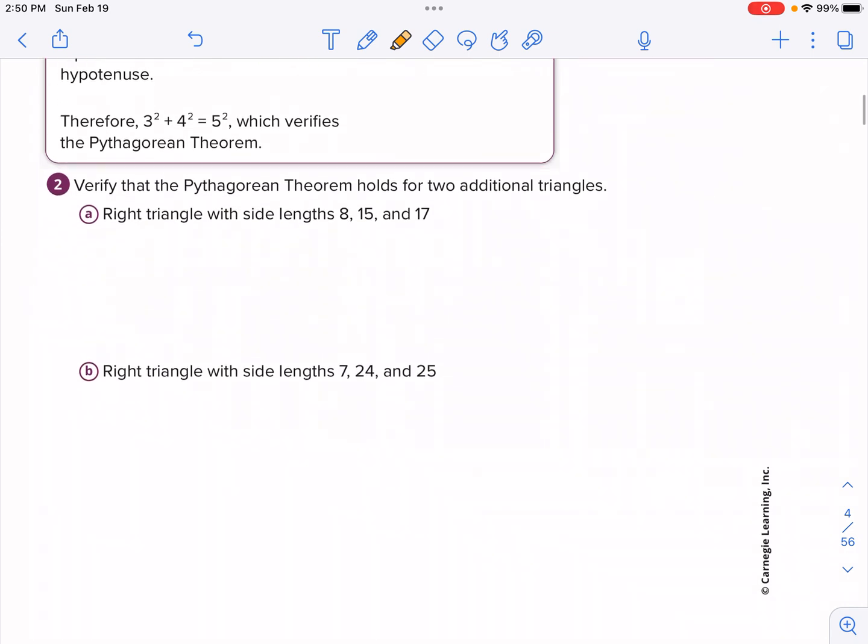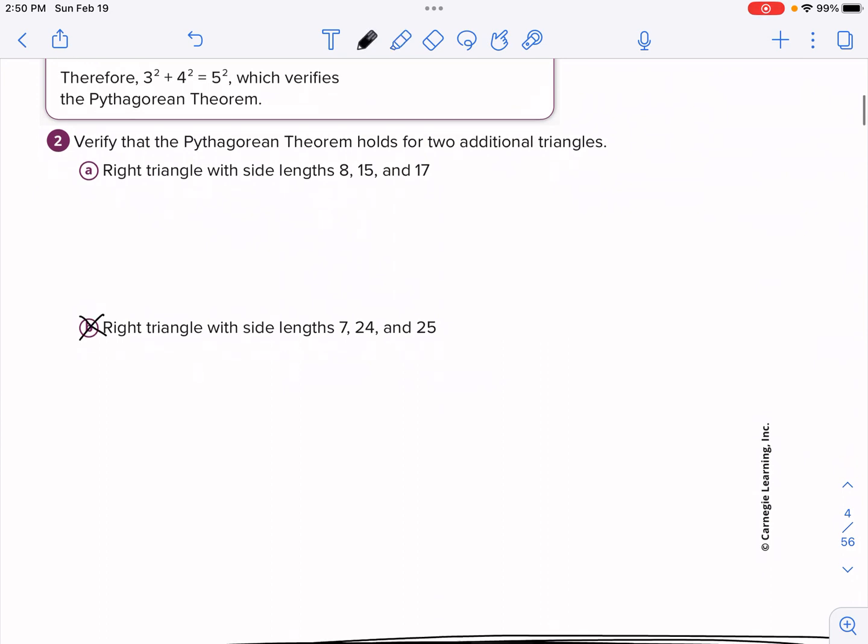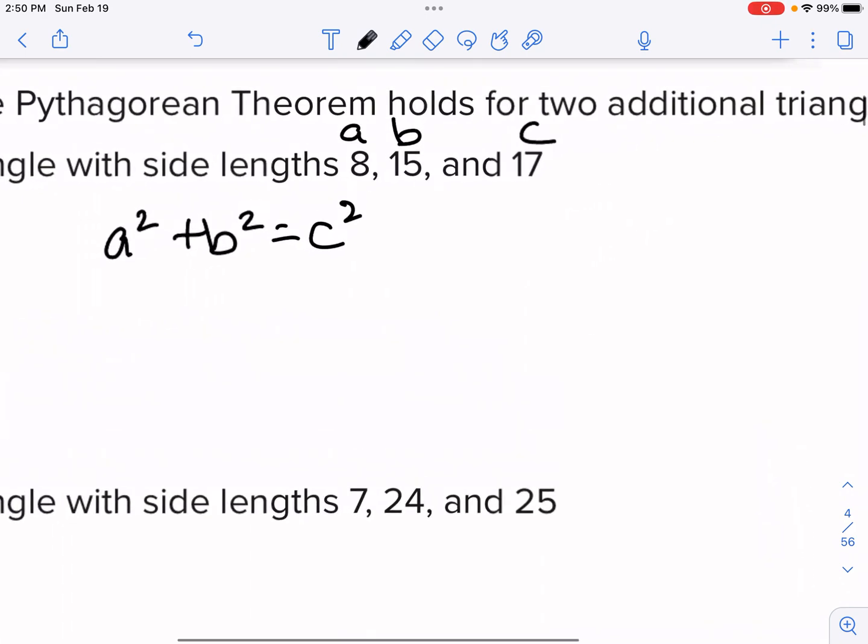We're just going to verify these other things. We're actually just going to look at number 2a. We'll skip b. Let's plug this into the Pythagorean theorem. a squared plus b squared is equal to c squared. We'll say that this is a, this is b, and the longest side, or the biggest number, is always going to be c, the hypotenuse. So a is going to be 8, b is going to be 15, and c is going to be 17.